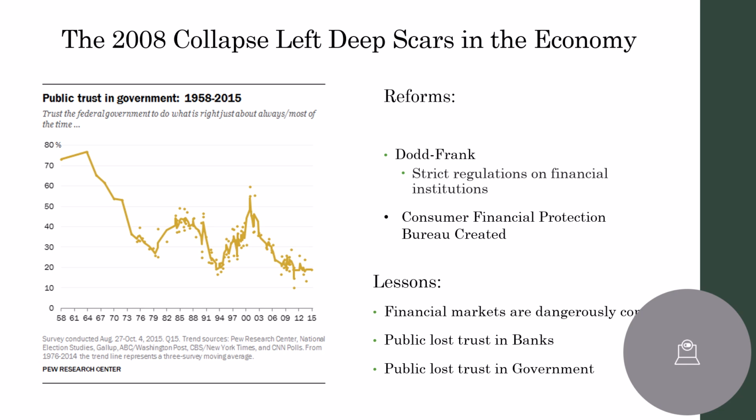This protected consumers from unfair financial practices that were going on during the sale of these subprime mortgages and then packaging them off as financial instruments. Some more key lessons is that the financial markets are, like I said, dangerously complex. And then finally, the public lost trust in banks and in government.